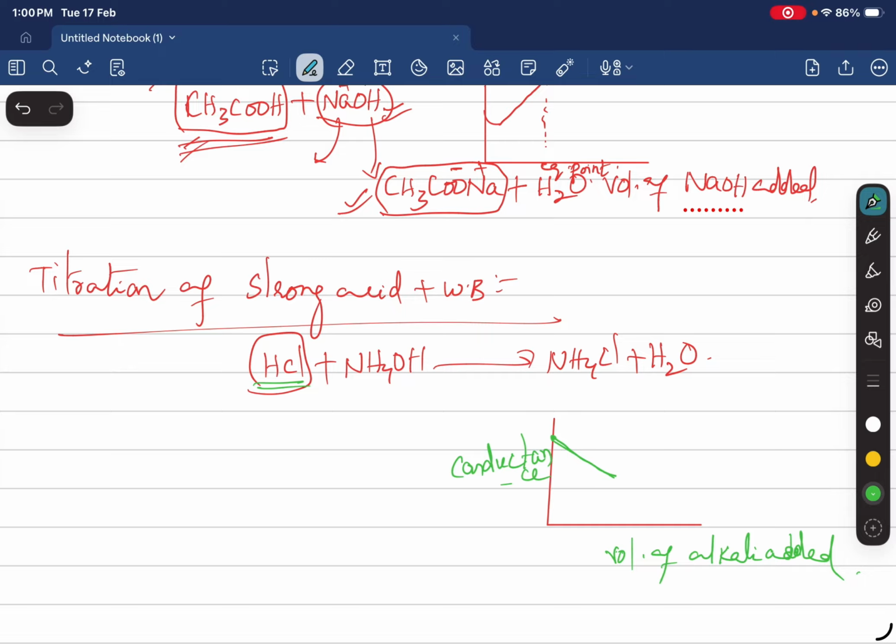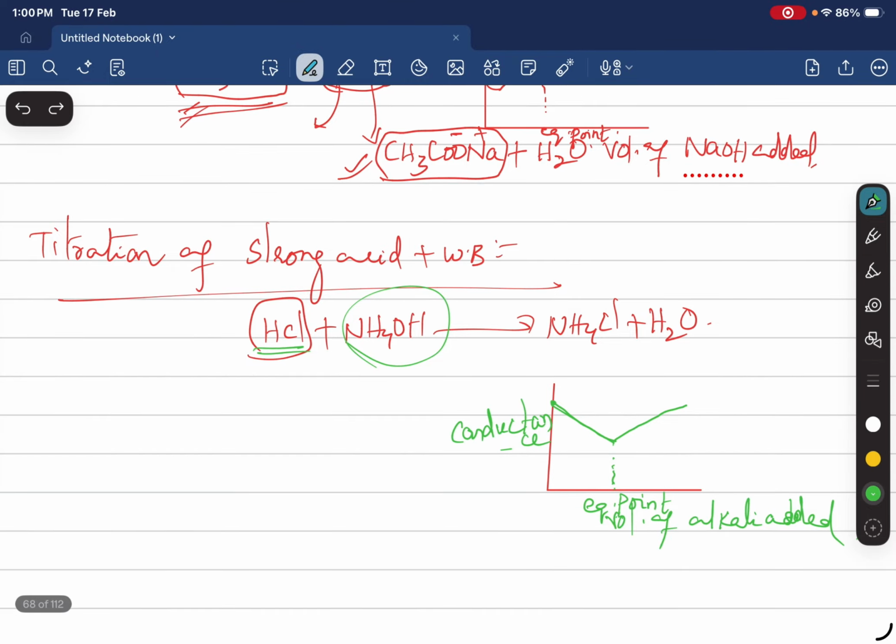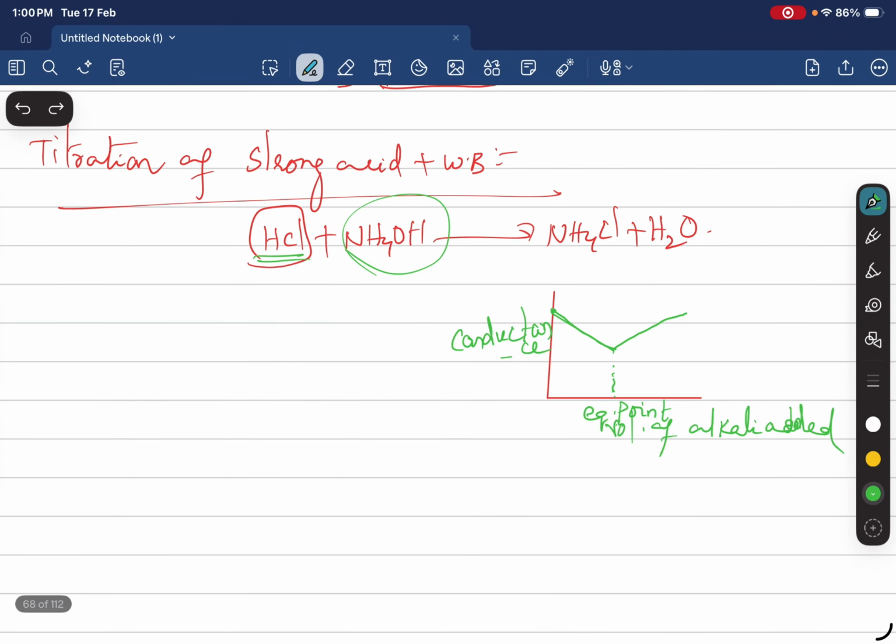After reaching the equivalence point we are adding a weak base, whose dissociation is low, so the conductance is not sharply increasing, just slightly increasing compared to the equivalence point. Suppose it is a strong base, it will be like this. That's the difference between a weak base and a strong base on addition. Coming to the next, titration of weak acid and weak base.